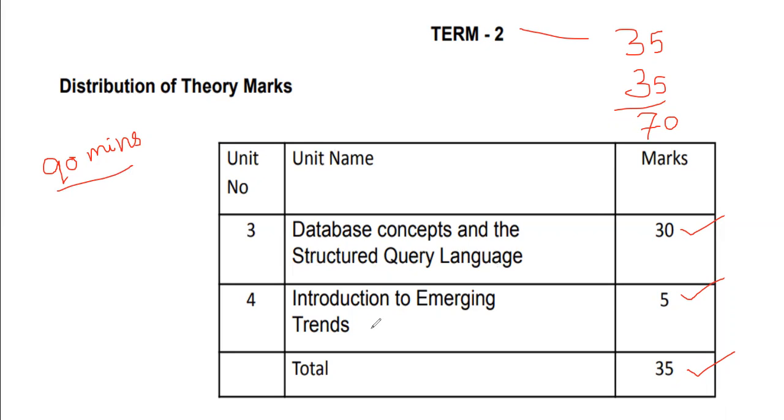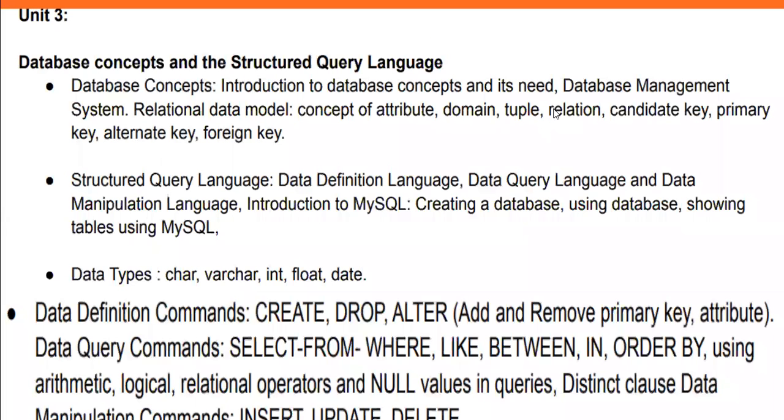So Database Concepts and the Structured Query Language is 30 marks, Introduction to Emerging Trends is 5 marks, so total 35. Introduction to Emerging Trends is a theory chapter, and in Unit 3 also we have theory as well as practical from this chapter. So Unit 3 has more weightage, that is 30 marks. Now under Unit 3, what are all the topics we have? Let's see the Database Concepts and the Structured Query Language.